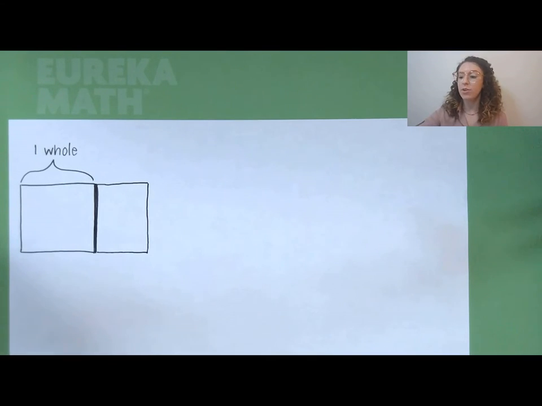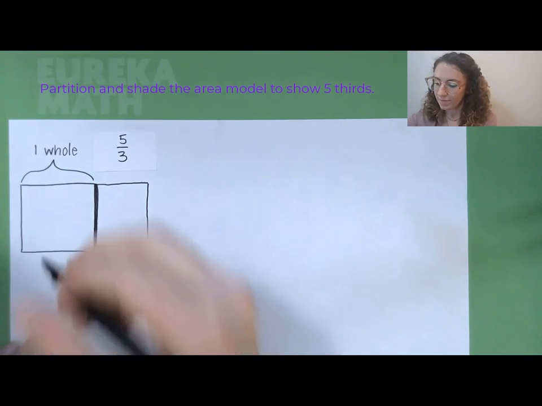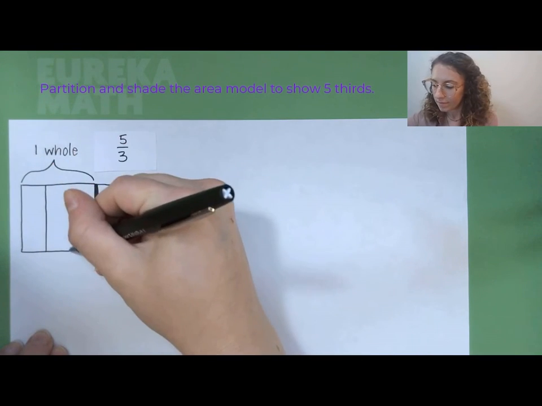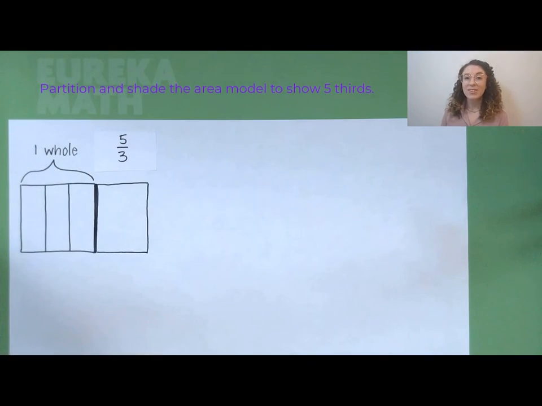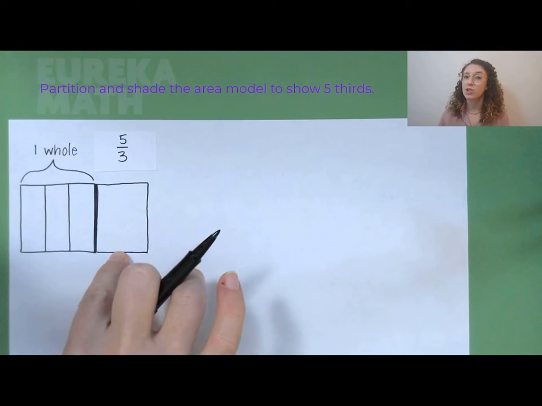I have 5/3 pans of my brownies left. Partition the area model to show 5/3. What will that look like? The unit is thirds. That means I cut each whole into 3 parts. How many thirds is this so far? 3/3. And how many more thirds do we need to have 5/3? 2 more thirds. Split this part of the selected units in 2.